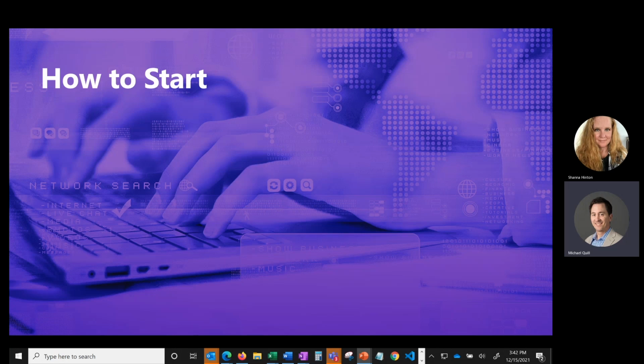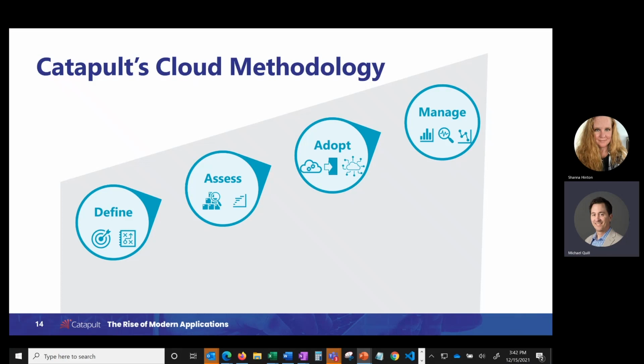It's not every organization's job to work with customers on evaluating, planning, and affecting large scale migration and modernization efforts to the cloud. That is what Catapult does. It's what we've done for a great many years.